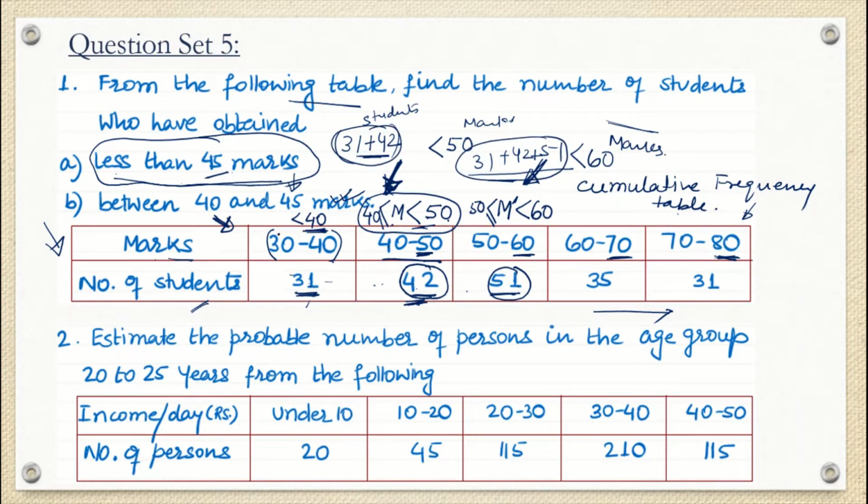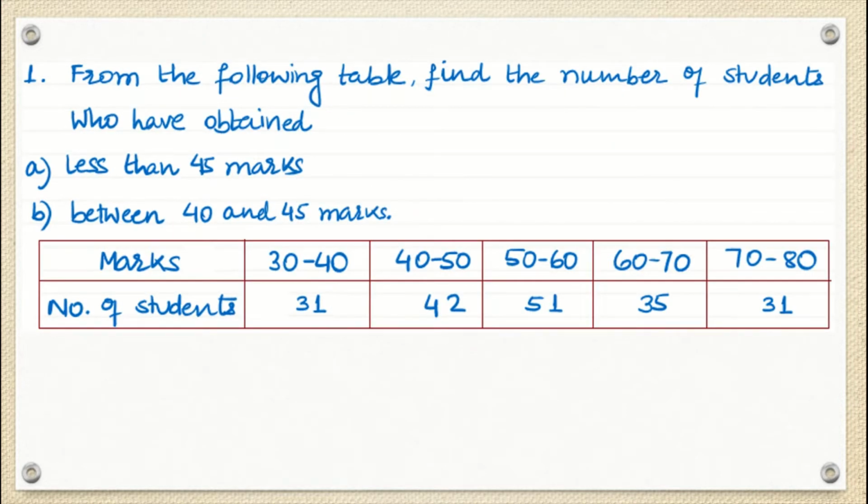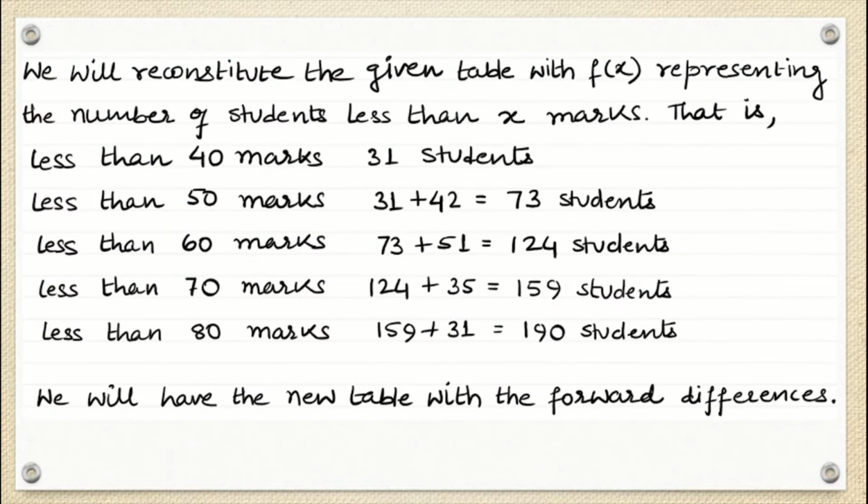Okay, so we will see how we are going to solve this question. Here is the question which we are going to start solving. The table is reconstructed with a column containing the total number of students less than some marks: 40 marks, 50, 60, 70 and so on. Less than 40 marks, 31 students; less than 50 marks, we keep on adding the previous number of students. In this way we get that less than 80 marks, total 190 students.